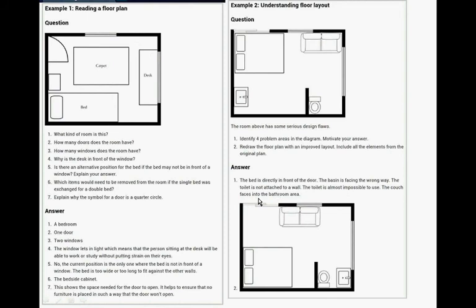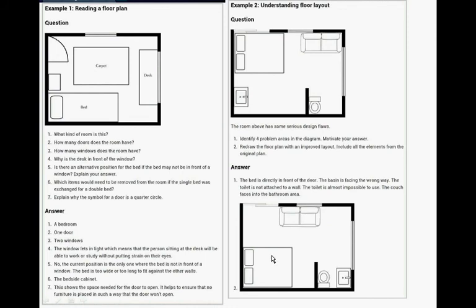And the couch faces into the bathroom area, so there's no door here, and somebody will sit on the couch and watch somebody on the toilet. Okay, so those are design issues. Redraw the floor plan to improve the layout, including all the elements from the original plan.